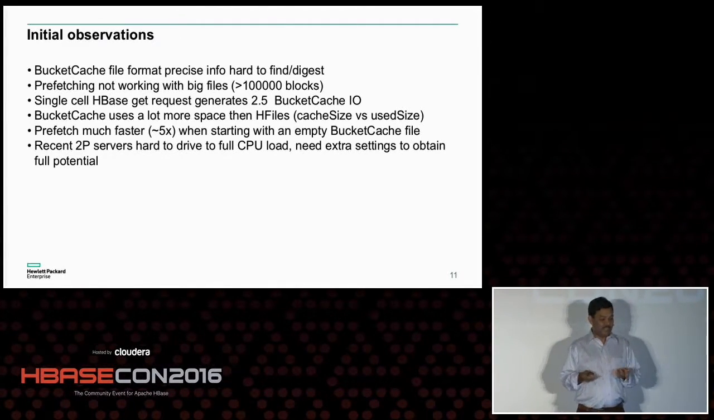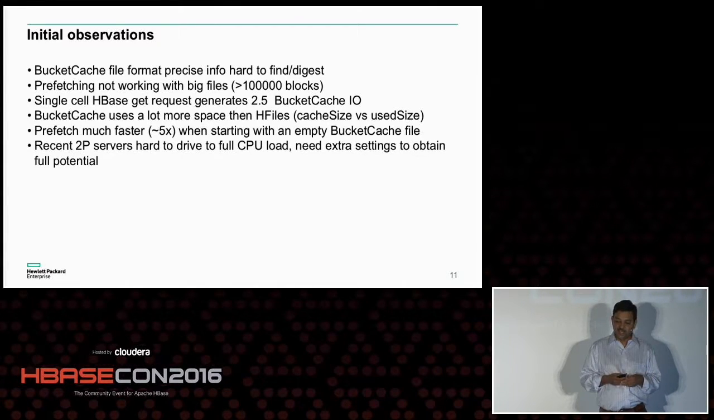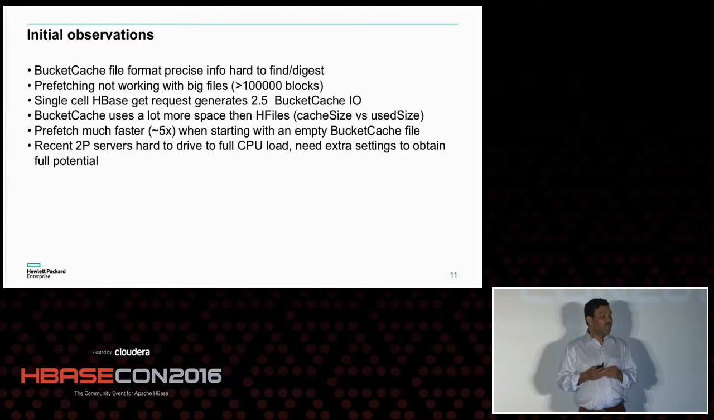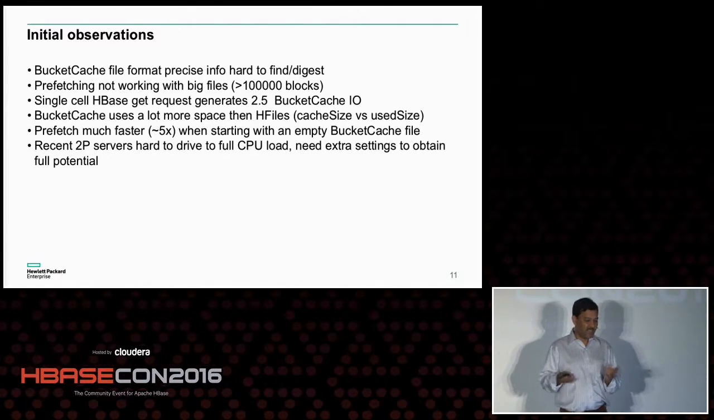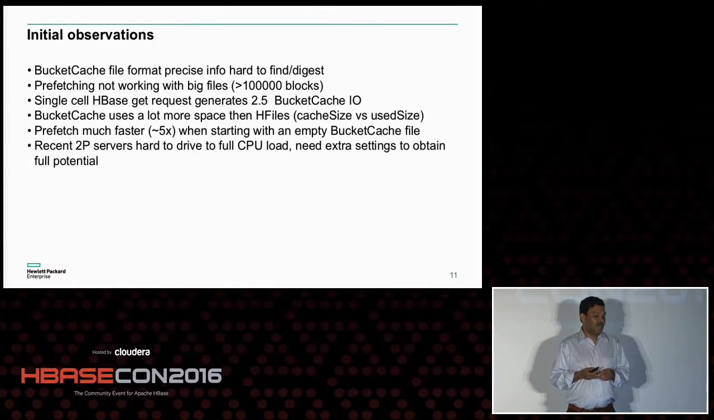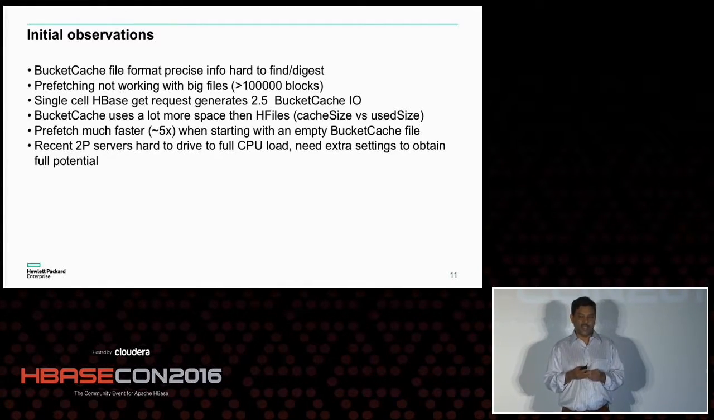Then we noticed that initially we wanted to use big files, but prefetching was not really working with big files greater than 100K blocks. And as I mentioned, we would like a single-cell HBase GET request to have just one I/O, but we noticed it was generating more than 2 I/Os on average. The bucket cache is also using a lot more space, about 40-50% more than the actual data size.